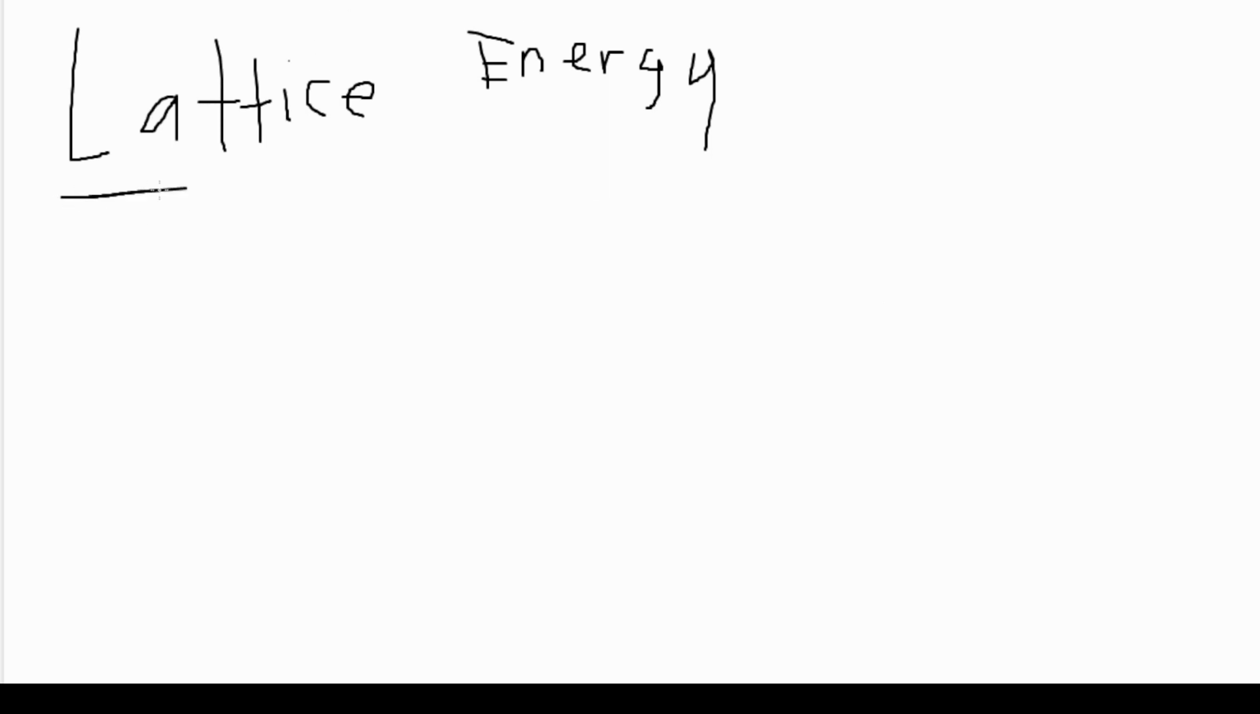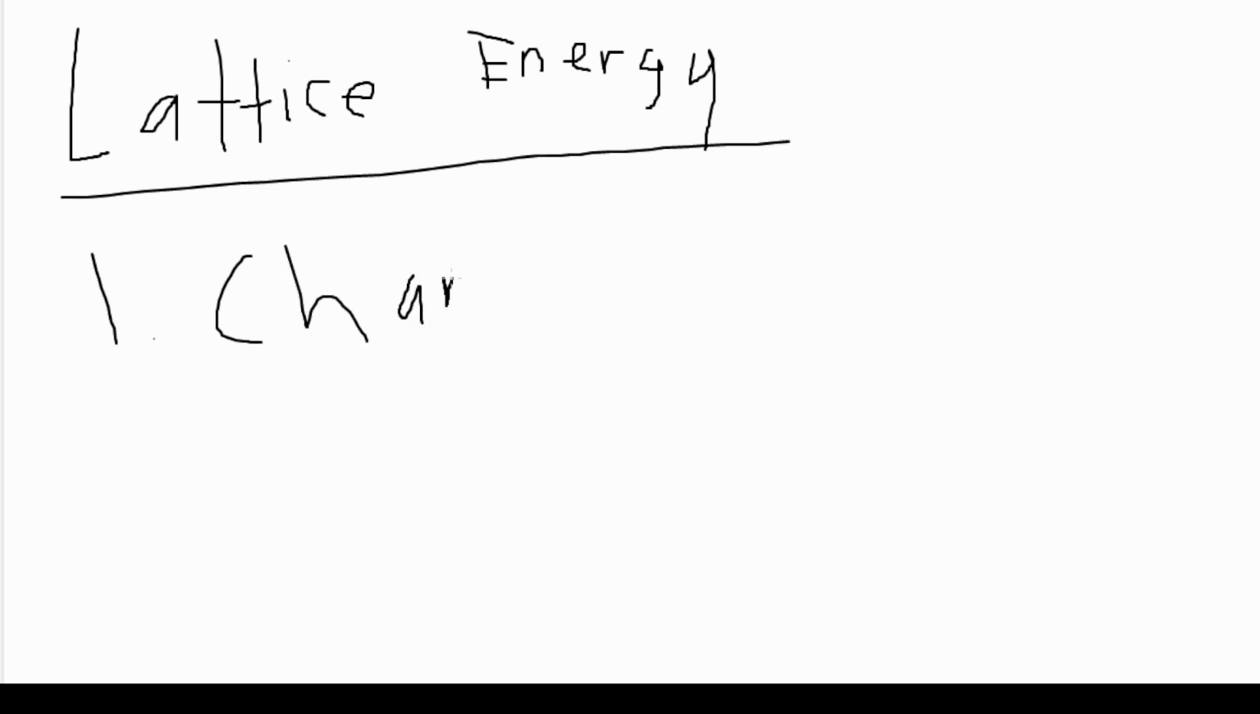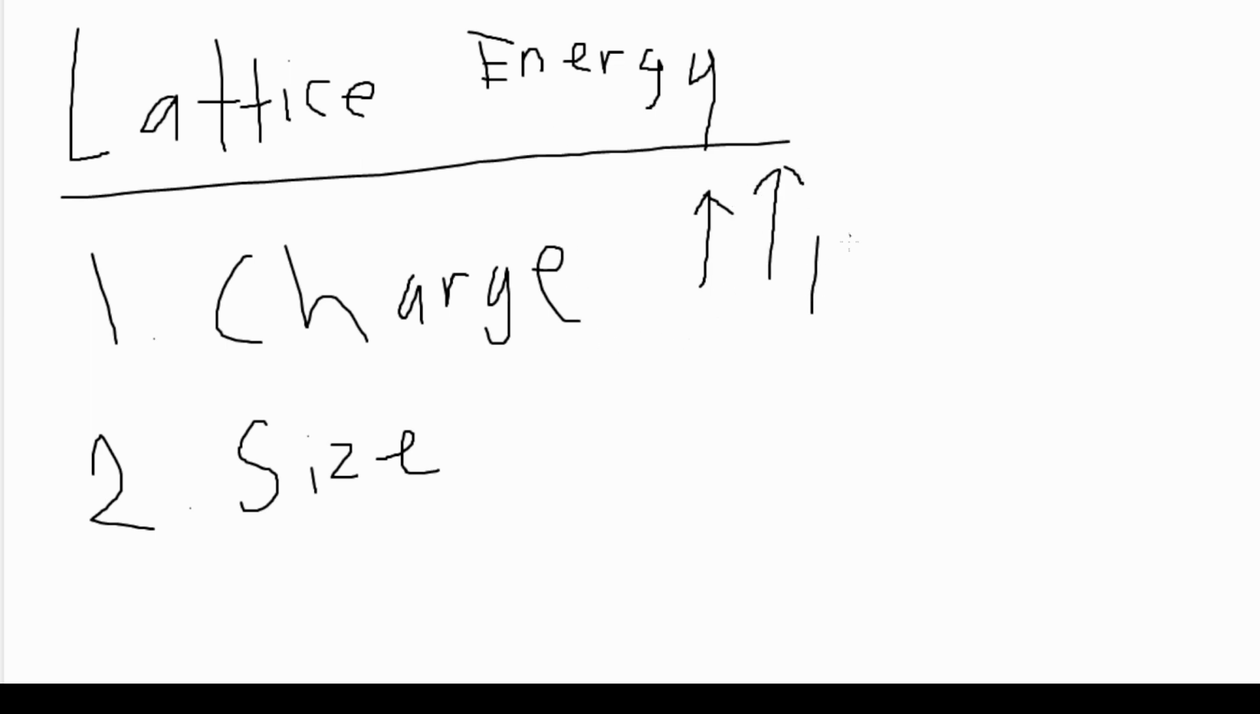This is just bond energy for ionic compounds, and it depends on 2 things. It depends on charge of the atoms, and it depends on size again. It's very similar to what we had going on with bond length. A higher charge means a higher lattice energy. A lower charge means a lower lattice energy. So essentially, if you had calcium oxide, CaO, as compared to lithium fluoride.